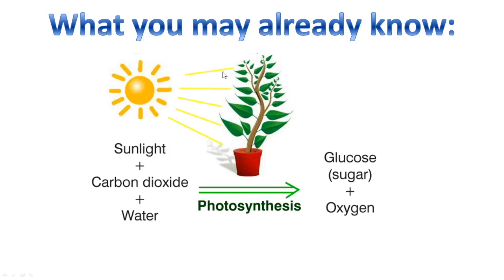So what you may already know, right? You know that for photosynthesis, what are the things required? Sunlight, carbon dioxide, and water. And the end product of photosynthesis is glucose, which is a sugar. Plus a byproduct, oxygen in the form of gas. Okay, so these things you already know.